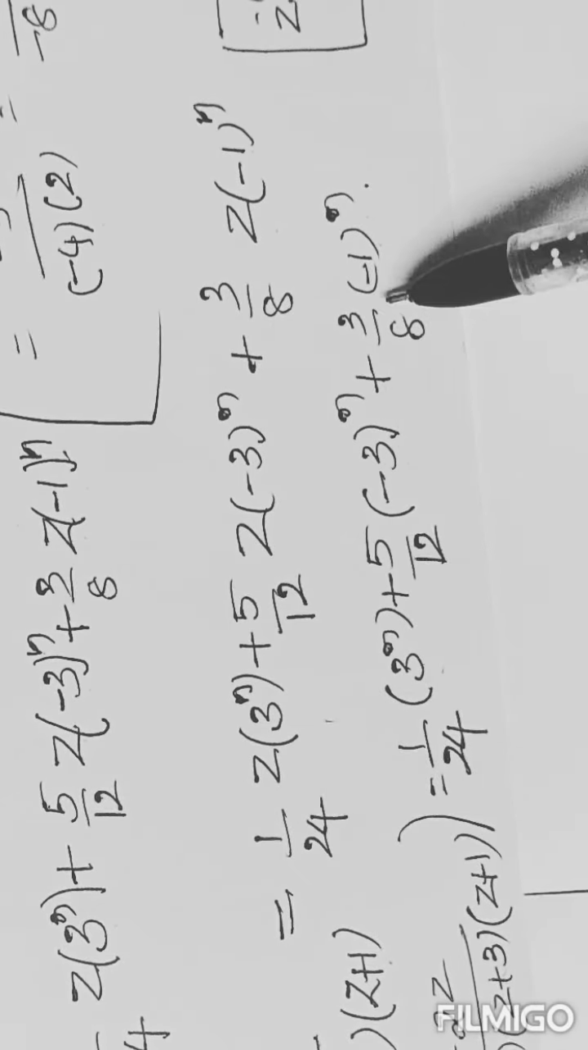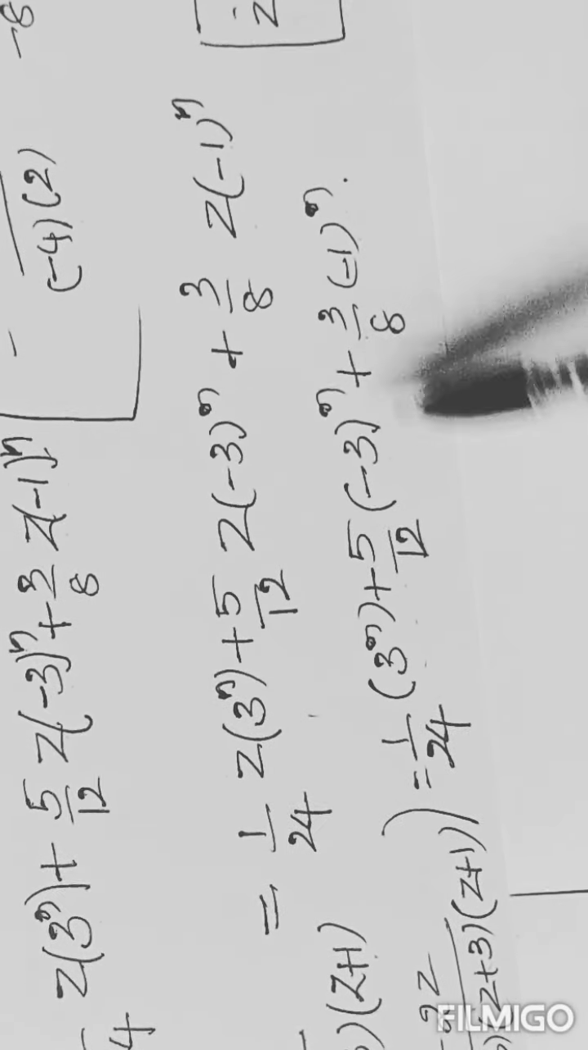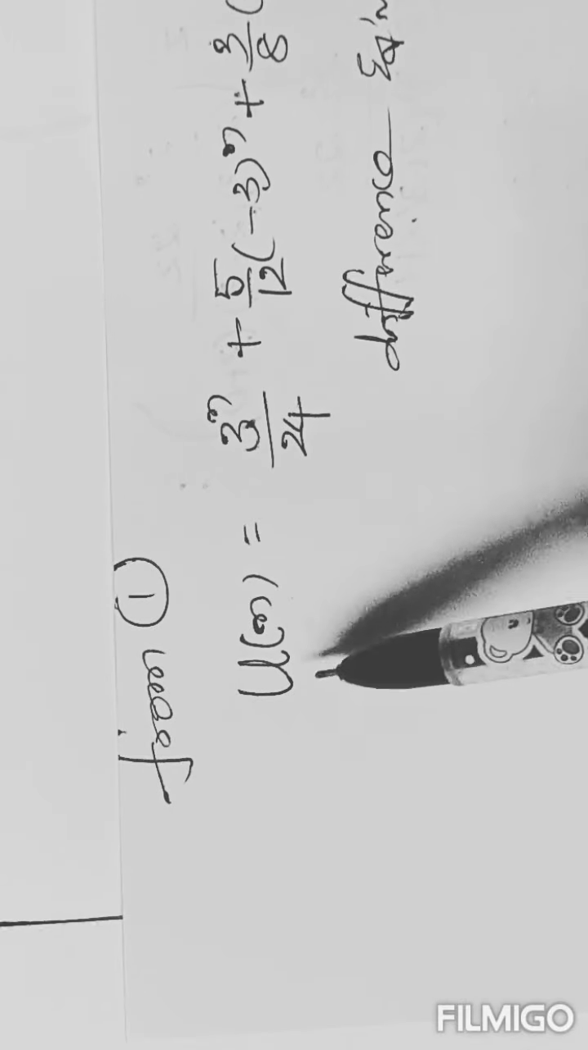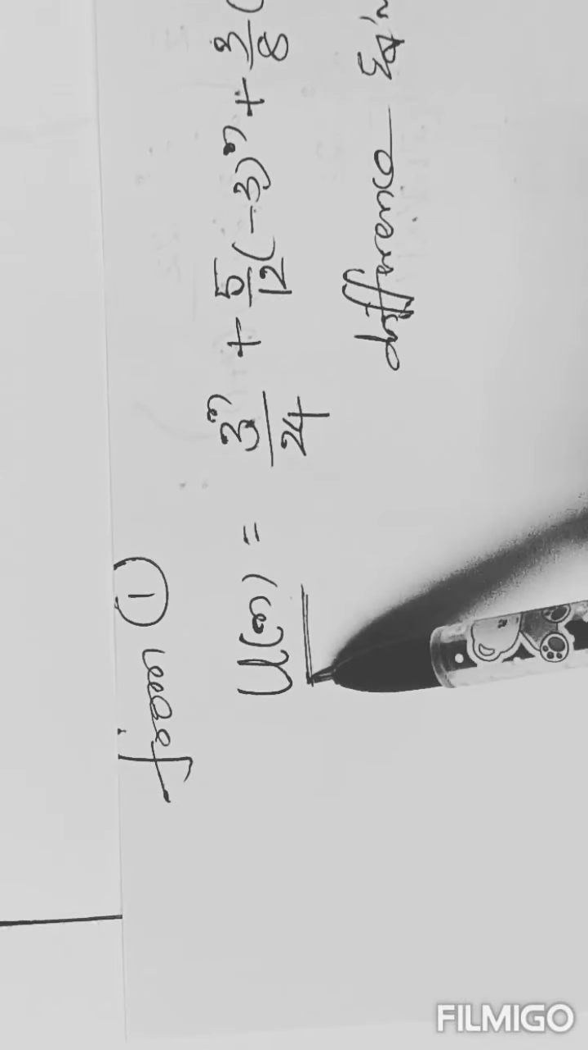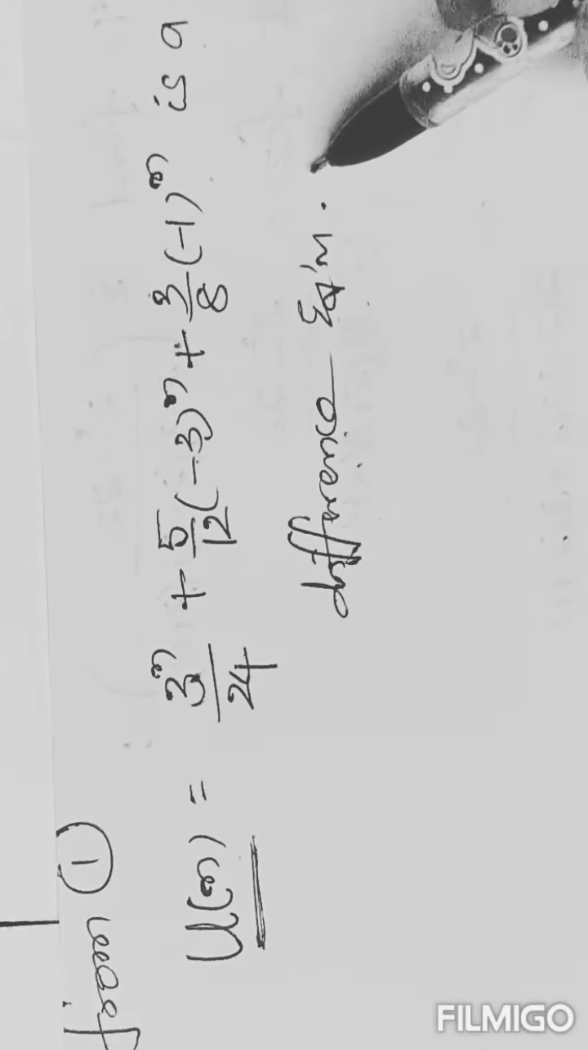Now, the present equation is defined in terms of n only. From equation 1, the left side is represented by u of n. U of n is the solution of the given difference equation. The right side as it is is the solution of the difference equation.